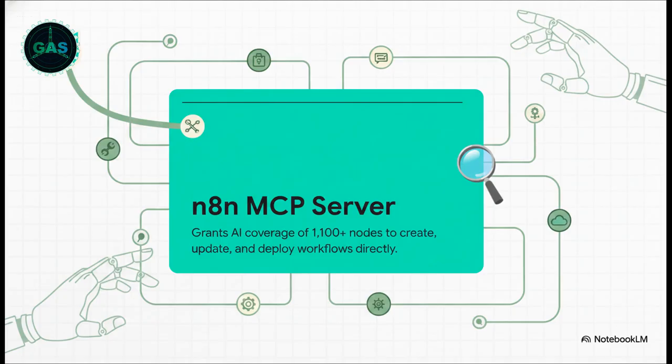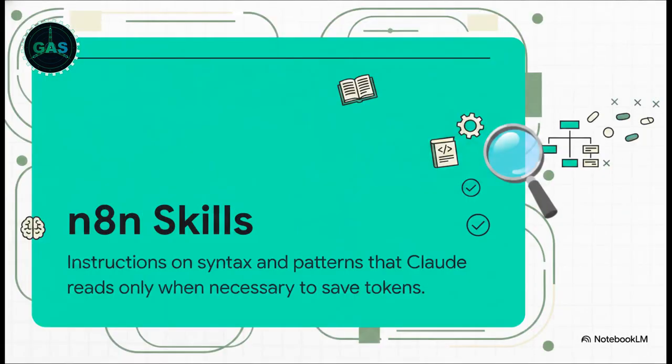This takes the AI from being a passive little assistant and turns it into a fully active, hands-on systems engineer. But of course, it also needs a brain for n8n's specific logic. And that is exactly where n8n's skills come into play.